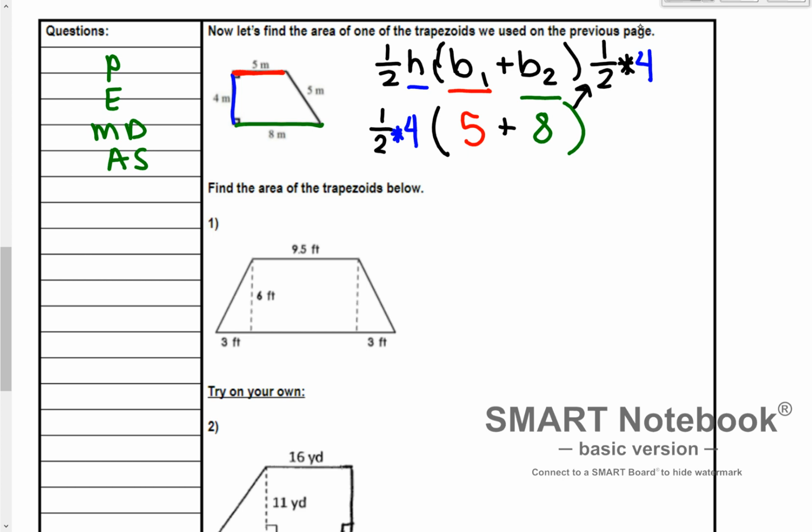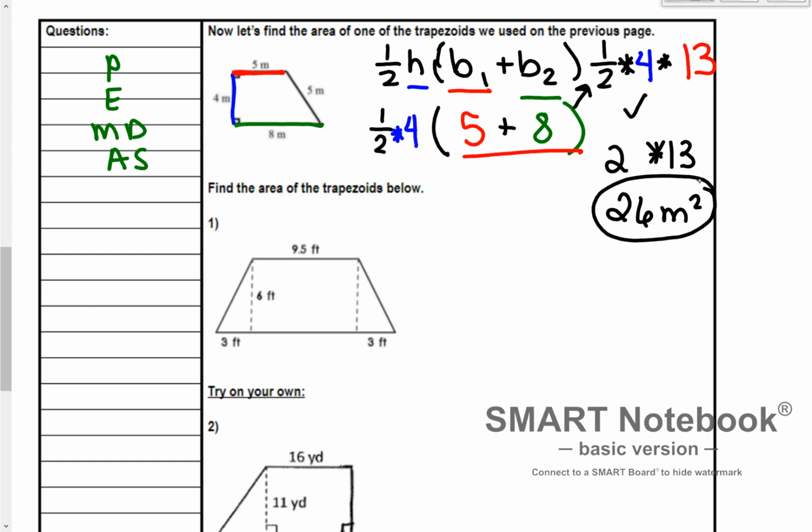So we'd have 1/2 times 4 times, and I'm just going to put it in red, but it's that red and green piece right here, 13. All right, 1/2 times 4, 2. 2 times 13, 26 meters squared.